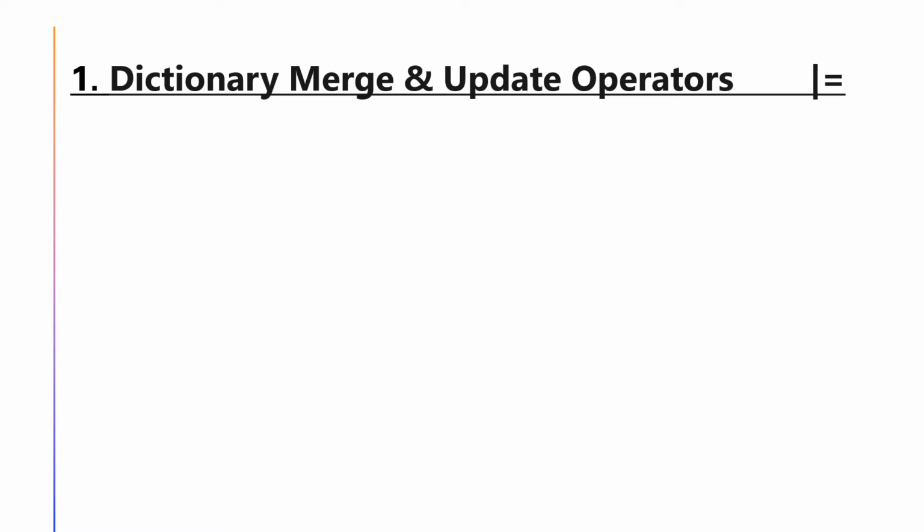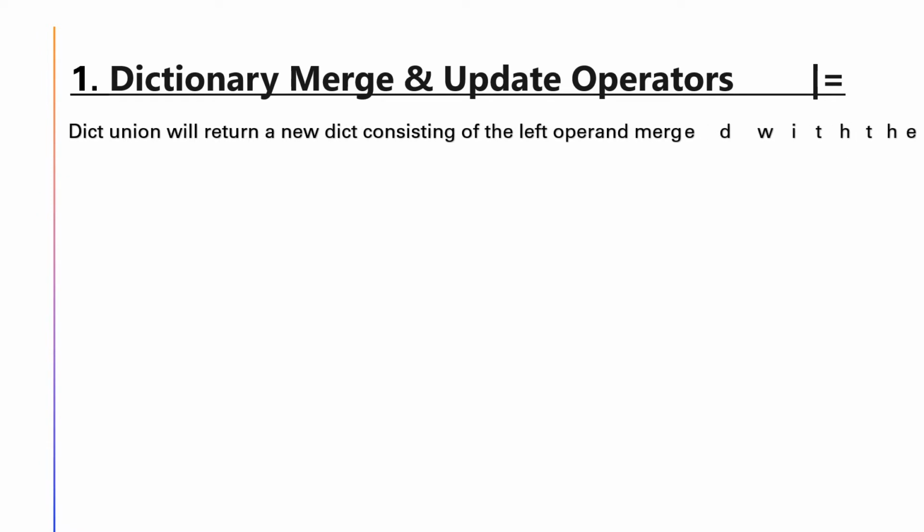Dictionary merge and update operators. Dict union will return a new dict consisting of the left operand merged with the right operand. If we have two dictionaries A and B that we need to merge, we now use the union operators.